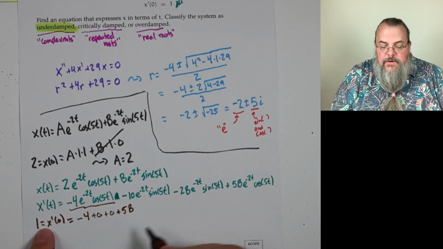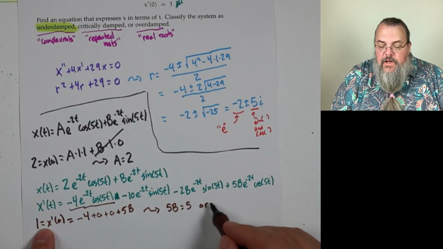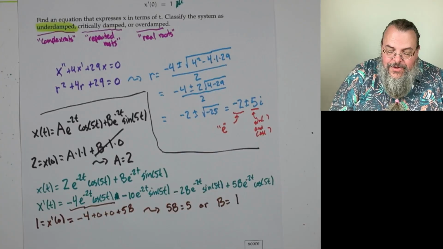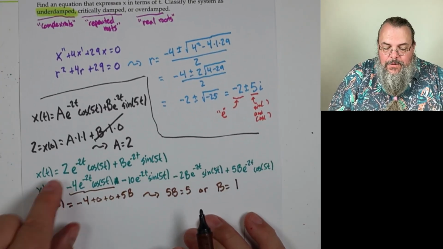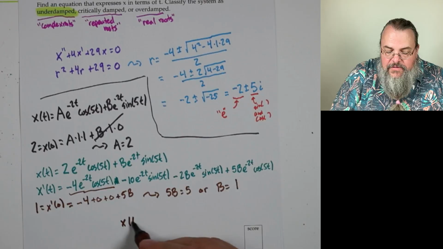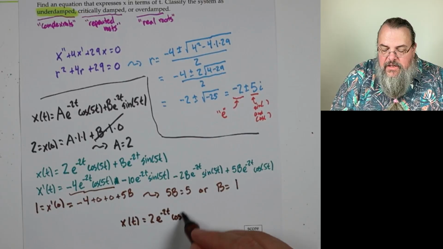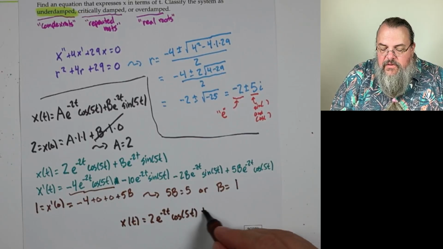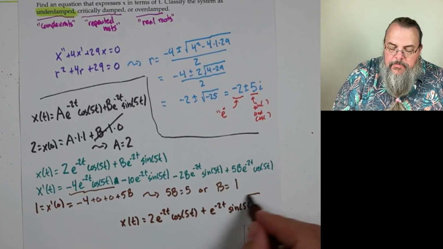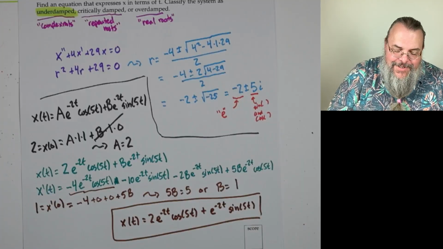Now what can we do? We add 4 to both sides. So 5B equals 5, or B equals 1. Good. So, one more update. We can now put in what B is. So we have our solution. x of t is 2 e to the minus 2t cosine 5t plus e to the minus 2t sine of 5t. And as I mentioned, we already classified it as underdamped.